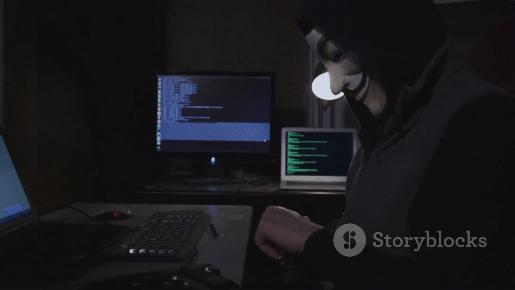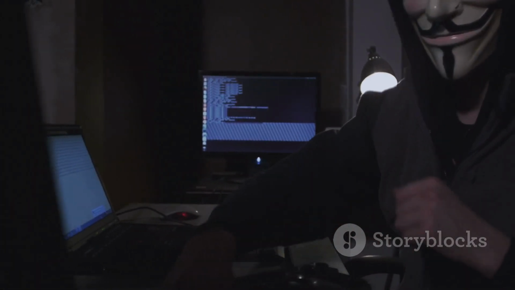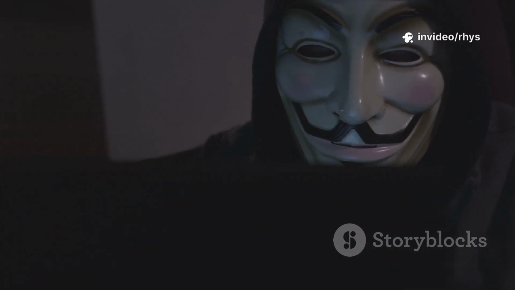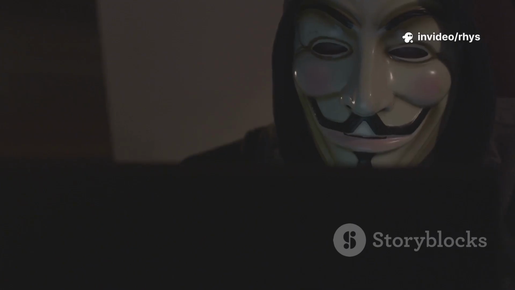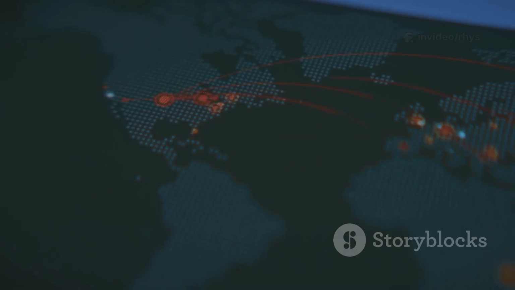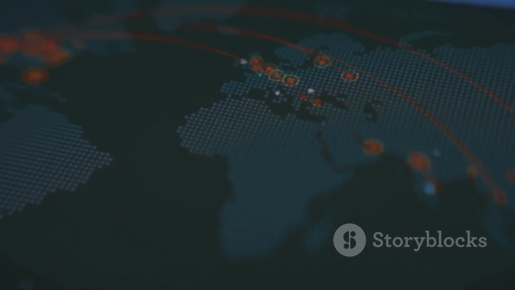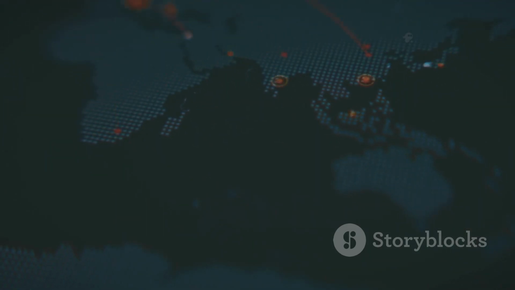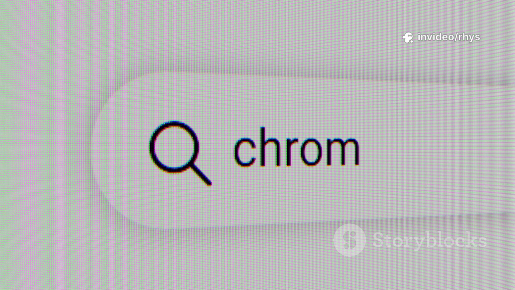The smallest and most misunderstood part of this iceberg is the dark web. It's a small fraction of the deep web, but it is intentionally and deeply hidden. To access the dark web, you need specialized software such as the Tor browser. This software routes your internet traffic through a series of encrypted relays, making your identity and location almost impossible to trace. Websites on the dark web use special domain names such as .onion.